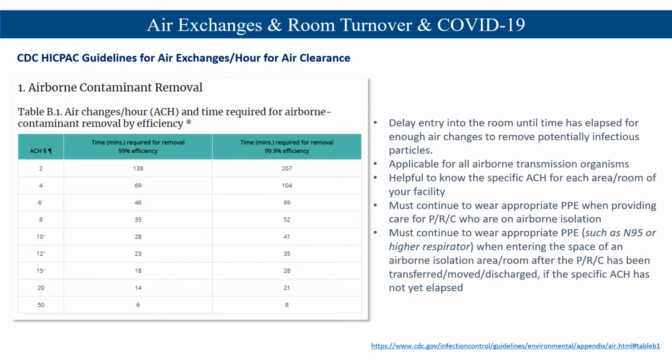It can vary. So you may have a unit where the rooms have 6 air exchanges per hour. You might have another unit that has 2. You could also have a space where 2 rooms within that unit have 2, and 2 rooms within that unit have 6.